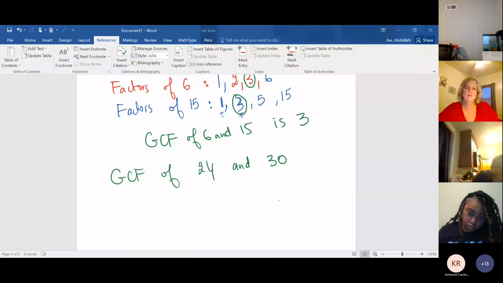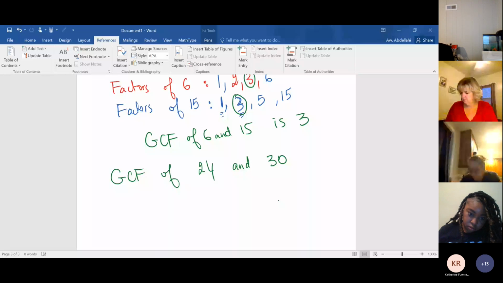So everybody, please think about it. What is the greatest number that you can divide 24 and 30 by? 6. Did I tell the answer? Yes, you see, it's 6, right?